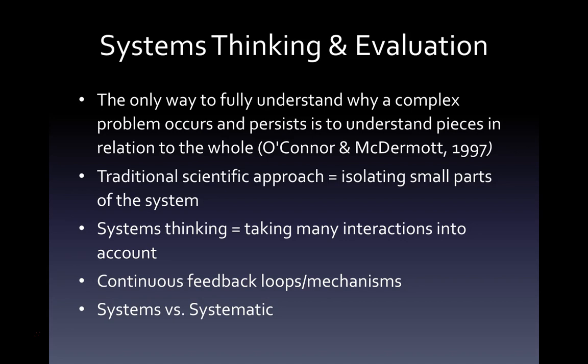The only way to fully understand why a complex problem occurs and persists is to understand pieces in relation to the whole. This lends itself well to evaluation, because much of evaluation is about process and not necessarily about outcome. Systems thinking can help us dissect programmatic parts and explore their relations to expected or unexpected outcomes.